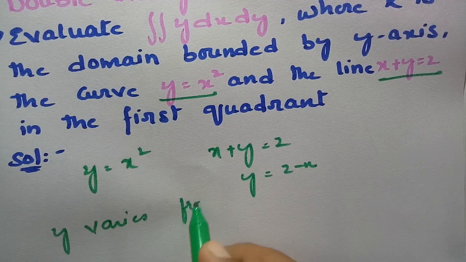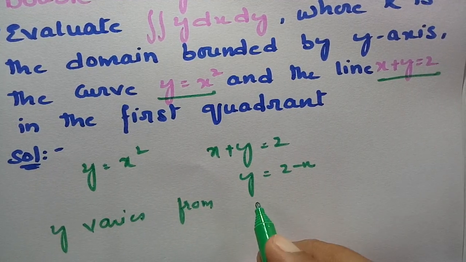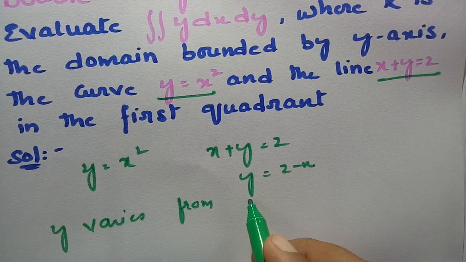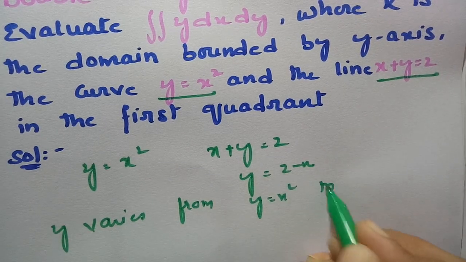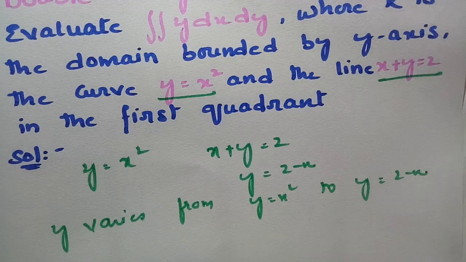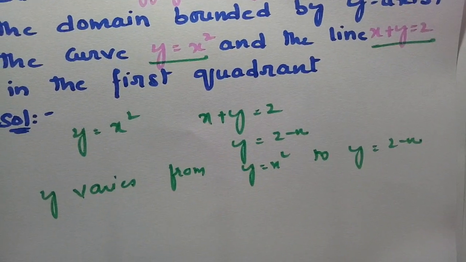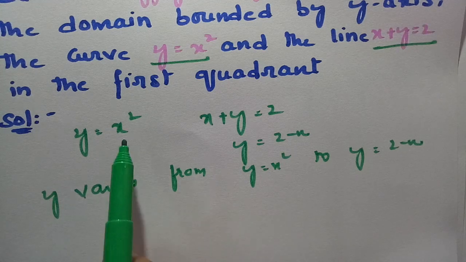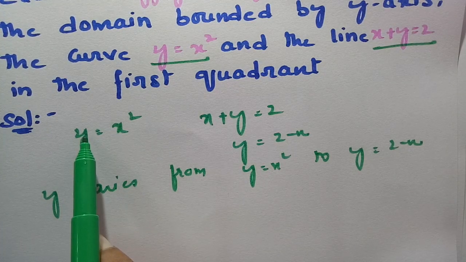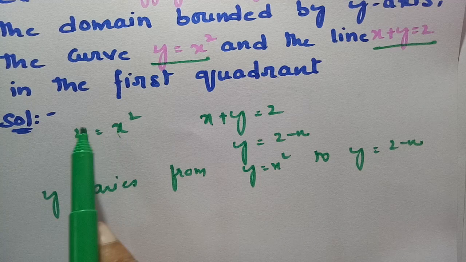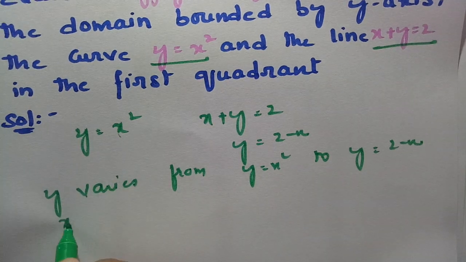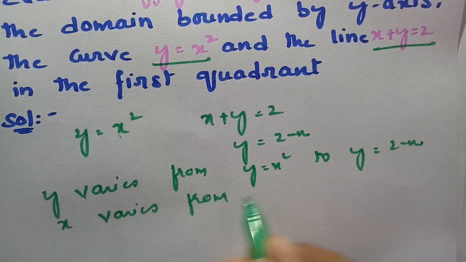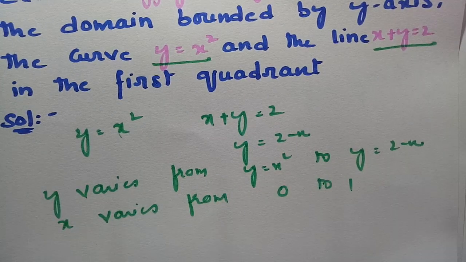here y varies from, so from which value does it vary? It varies from y is equal to x square to y is equal to 2 minus x. And what about the x value? If I keep x is equal to 0, then y is equal to 0. If I keep x is equal to 1, and this will be 0, therefore x varies from 0 to 1.